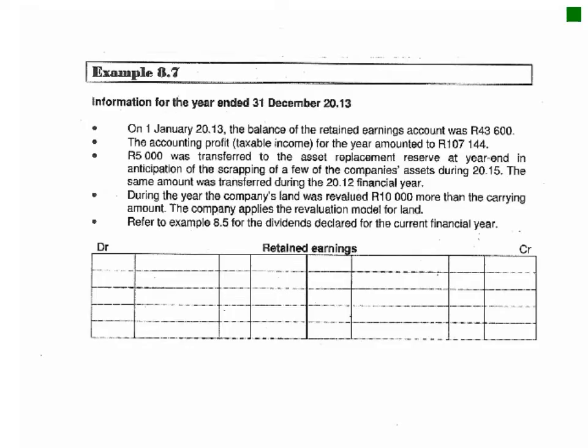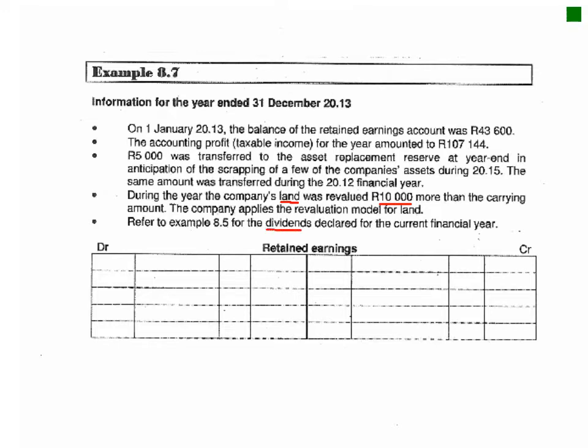Then they tell us that there was a revaluation of land of 10,000. Now this revaluation of land of 10,000 is actually not going to affect retained earnings. We're going to debit land with 10,000 and credit revaluation reserve. The revaluation reserve is a separate reserve account from retained earnings. It gets shown at the bottom of the statement of profit and loss, and it has its own column on the statement of changes in equity. So this amount of 10,000 will not go into our retained earnings account.